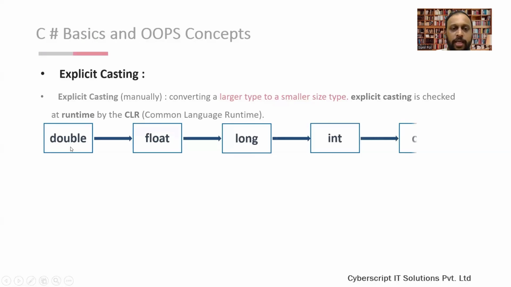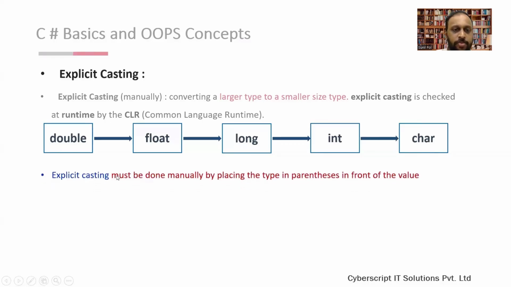So double can be assigned to float, float to long, and respectively int and char. So it's in reverse order of implicit casting. So here we are assigning a larger data type to a smaller data type. Explicit casting must be done manually by placing the type in parentheses in front of the value.